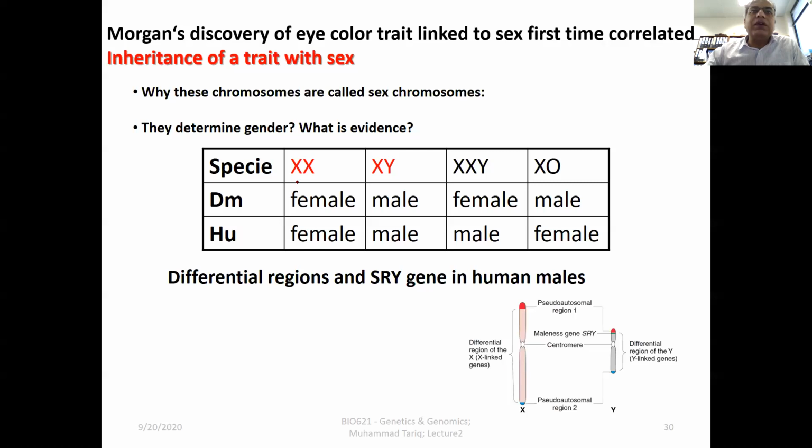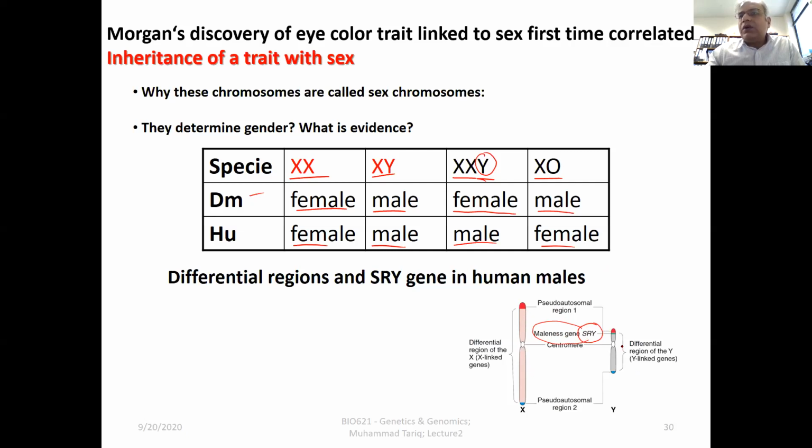Today in the 21st century, we know if you have two X chromosomes, it will be female in Drosophila, female in humans. If you get XY, it's male in Drosophila, male in humans. But there are species-specific differences. If you have XXY, it's a female in Drosophila, but a male in humans. And if you have X naught, it's a male in Drosophila, but a female in humans. Why? Because the Y chromosome in humans contains a gene named SRY, which is important for development of maleness traits.